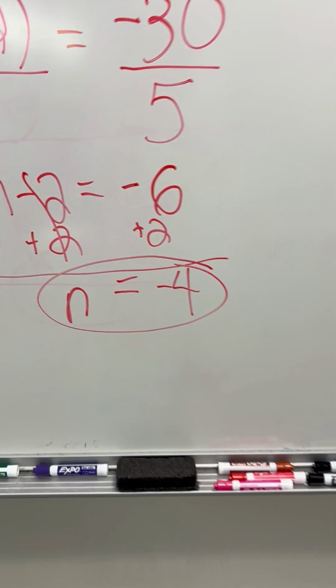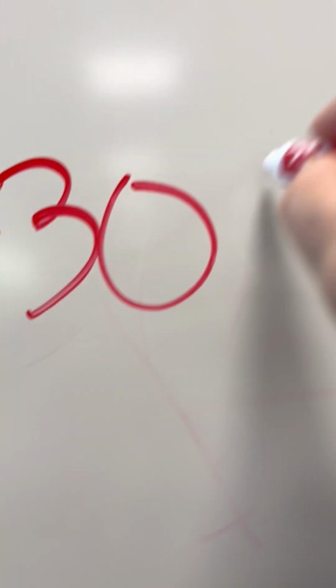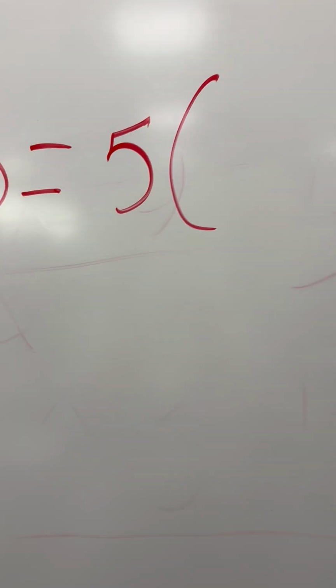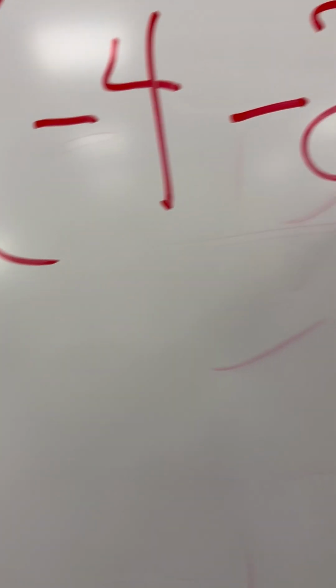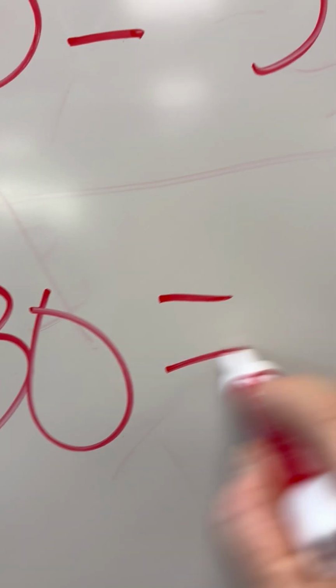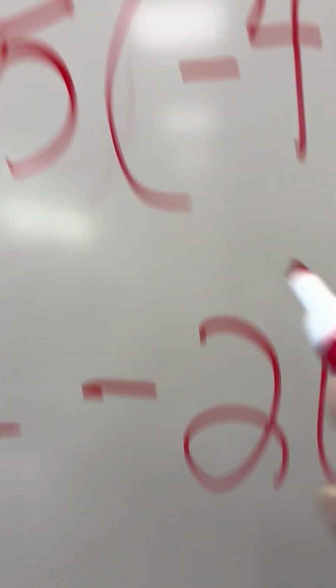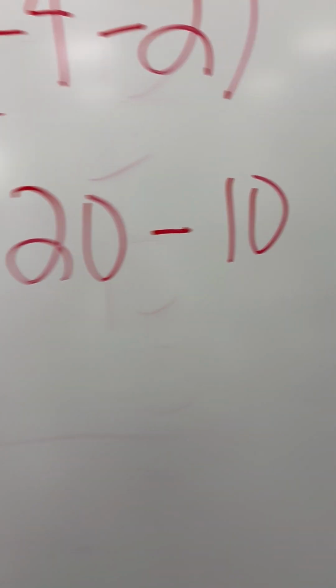And if I want, I can plug that back in and check it in my original problem. Is it true that negative 30 equals 5 times, but in place of n, I'm going to put negative 4 minus 2. Negative 30 equals 5 times negative 4 is negative 20, and 5 times negative 2 is negative 10.